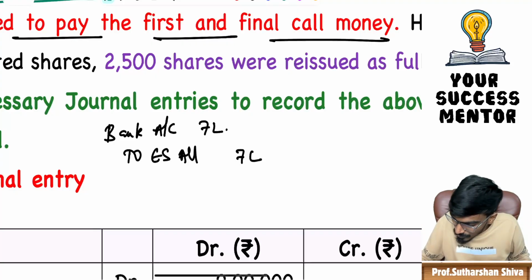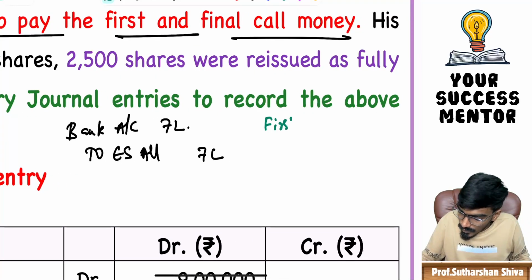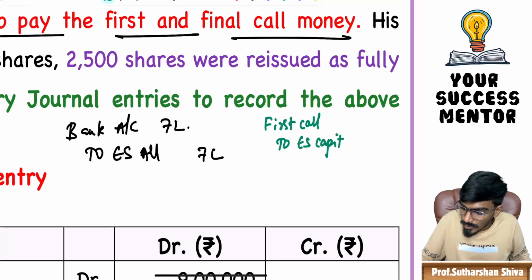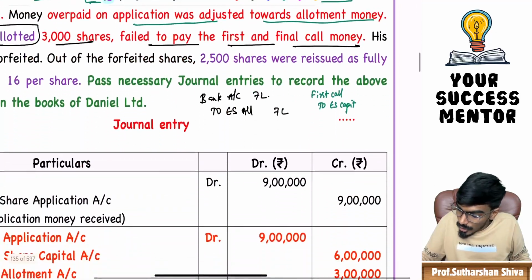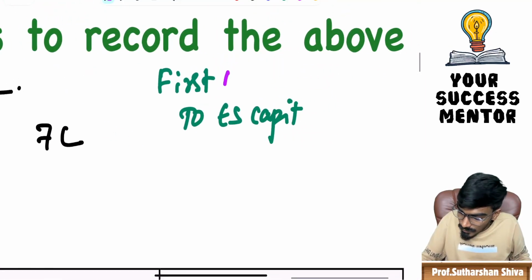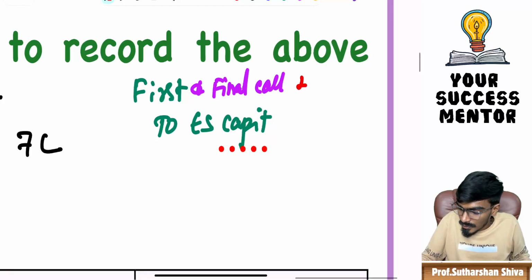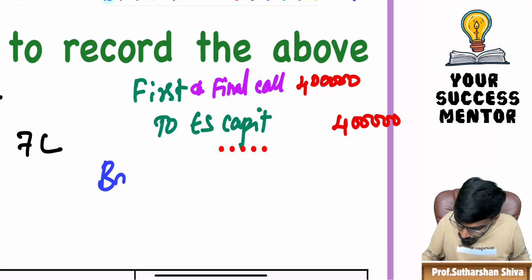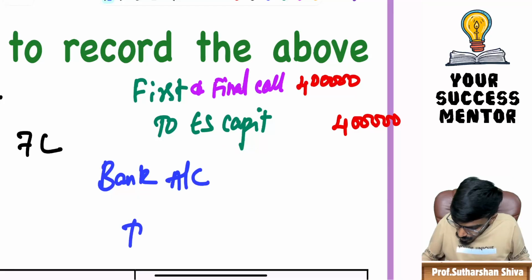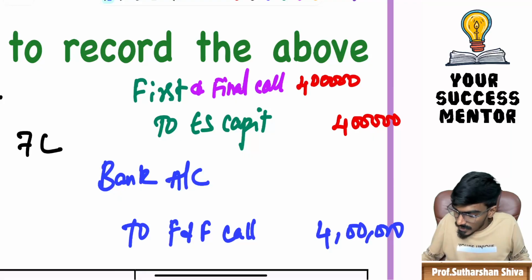Now we will ask for the first call. What is the first call entry we will pass? First call due to equity share capital. What value should we put? How much are they asking? First and final call. You should definitely write first and final call in the exam, not only first call. What value will we put? 4 rupees, so 4 lakh. Now bank to first and final call for 4 lakh. This is the reversal entry.